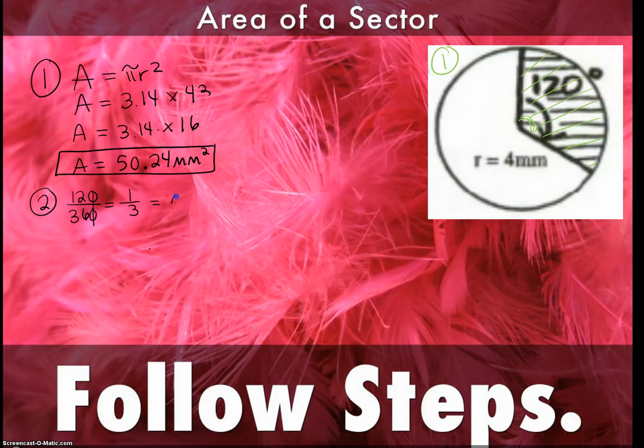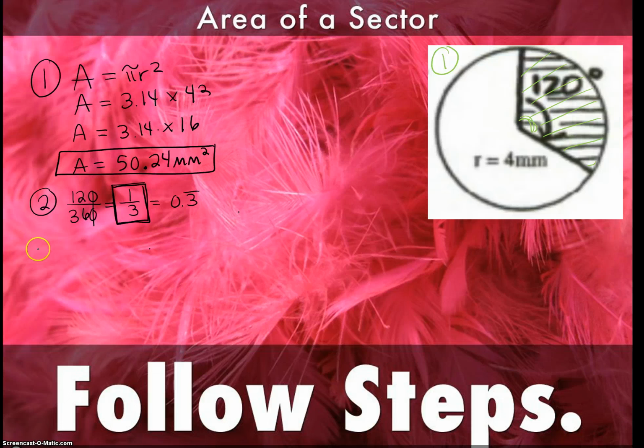A third is equivalent to 0.3 forever. You want to make sure to use the fraction. The fraction is the exact answer, and you can't enter in 0.3 forever. So you have that fraction of 1/3 in your calculator, or 120 over 360.